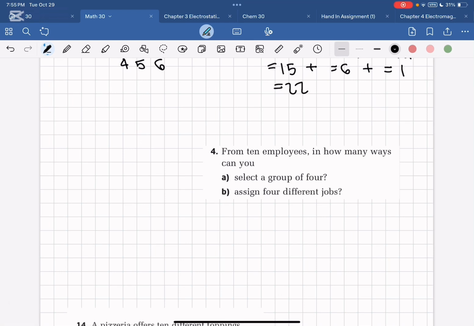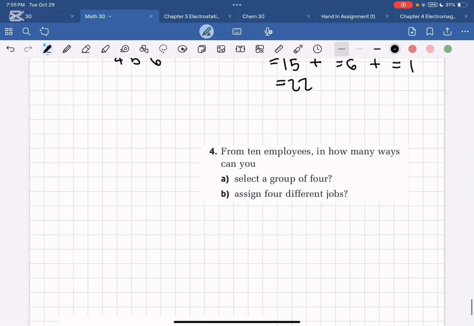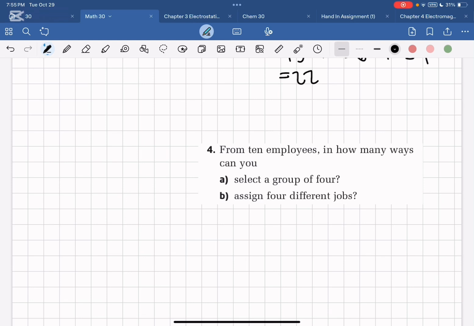All right, so on to this second example. The first part of this question asks you to select a group of 4 from 10 employees. Let's just use the same formula that we've been using this entire time. So we've got 10 factorial over 4 factorial, and then 10 minus 4 is 6 factorial, which will equal 210.